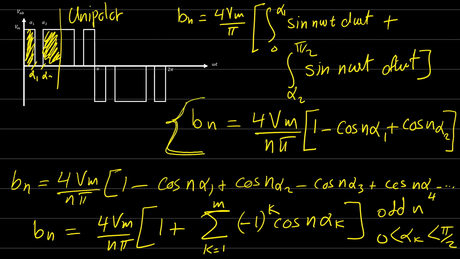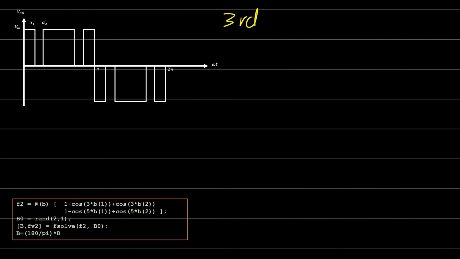For the third and the fifth harmonic, okay? Let's try to do this here. So again, we'll try to eliminate the third and the fifth harmonics by substituting by our equation that we just obtained. Here we have alpha 1, alpha 2, and this is pi over 2, right? So we can obtain two equations with two variables.